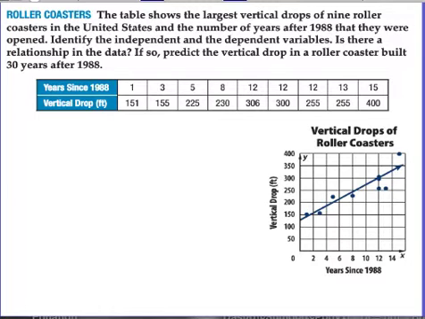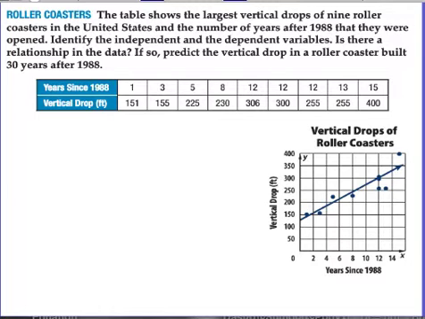Independent is like years since, and dependent is like vertical drop. So independent is always the x, and dependent is always the y. All right. Is there a relationship in the data? Yes. When you look at the graph, you see a positive relationship. So as the number of years increases, the drops increase as well.